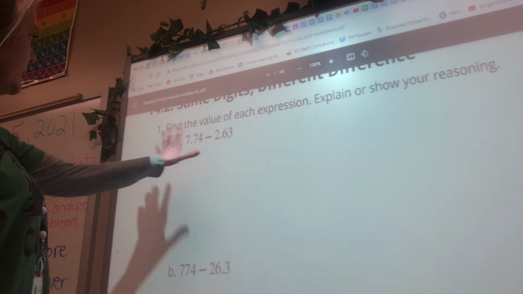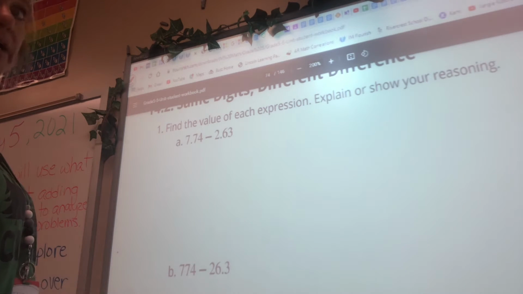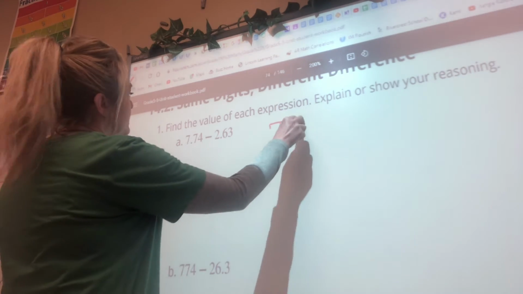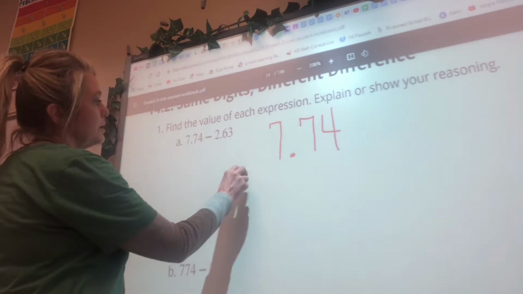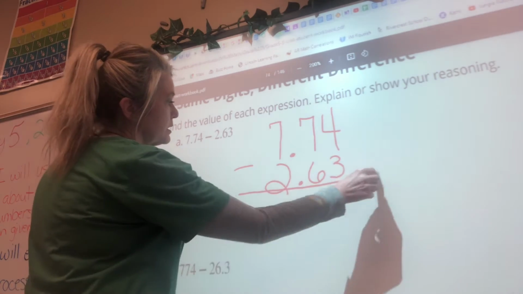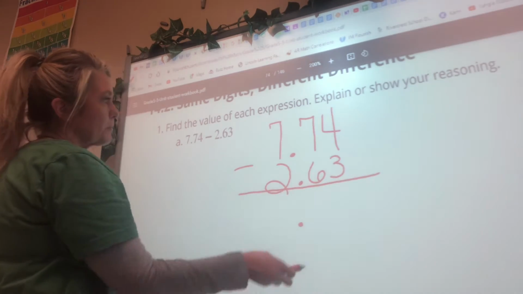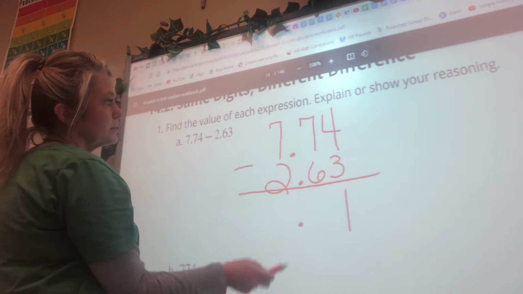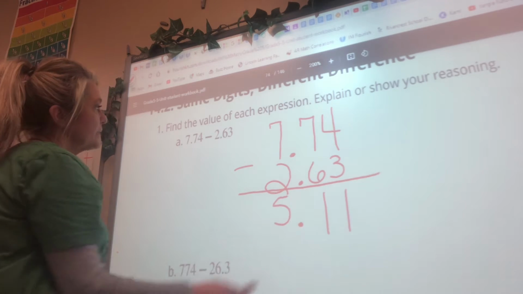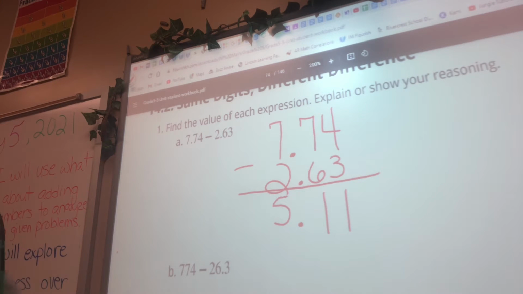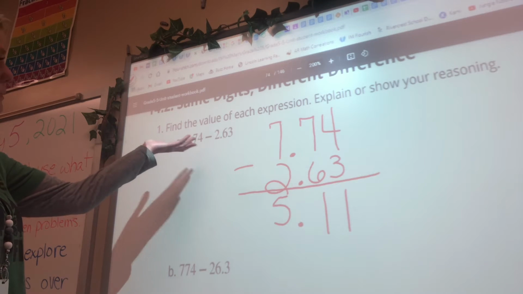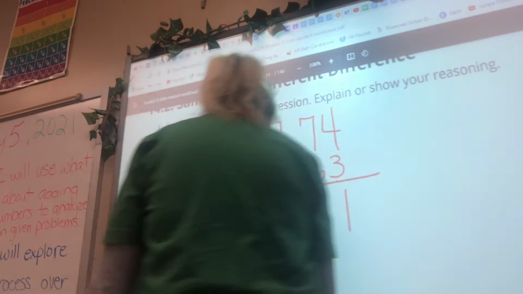So we were talking about how we can have the same digits but get way different values. It depends on where the decimal is. So in the first problem, it has 7 and 74 hundredths minus 2 and 63 hundredths. Okay, we know we can drop that on down. 4 minus 3 is 1. 7 minus 6 is 1. And 7 minus 2 is 5. That makes sense because this is almost 8, and this is almost 3, and 8 minus 3 is 5.